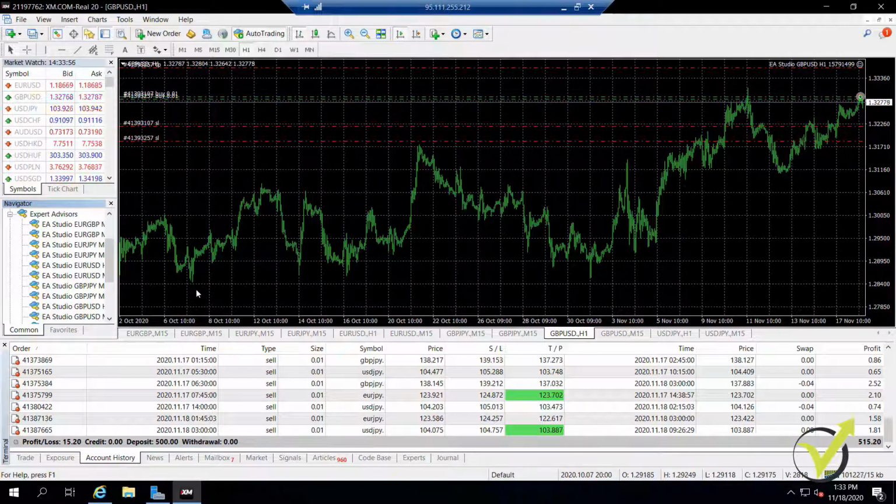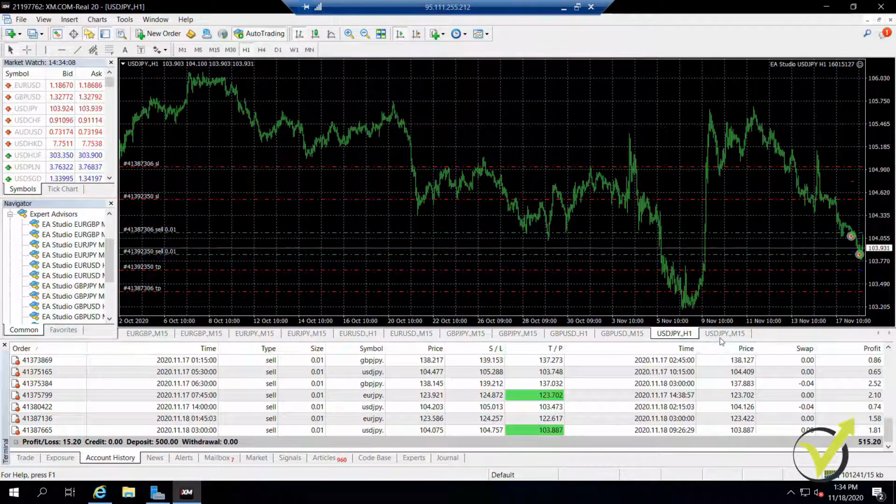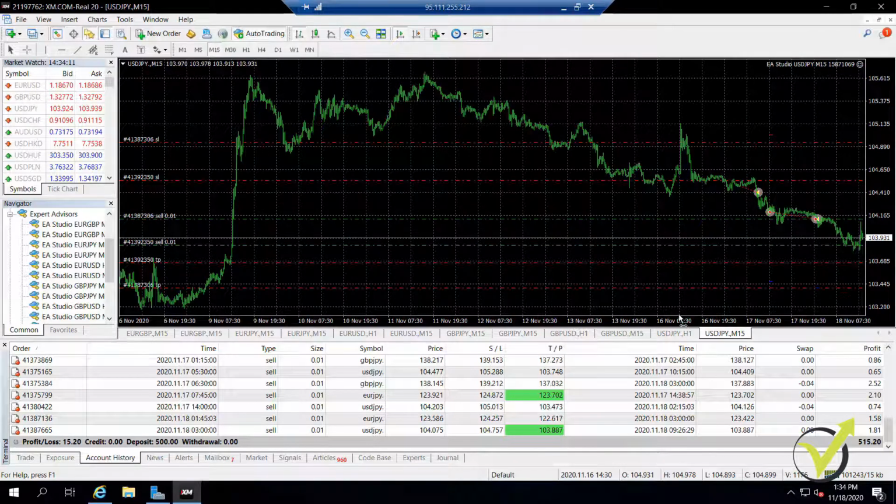Okay, so in the previous video, you saw how the backtest on MetaTrader works, how it looks. And now I will show you what's the difference when we do a backtest with the strategy builders. Okay, we did it for the dollar yen. Here it is. You see some nice trades, some short trades happened recently.